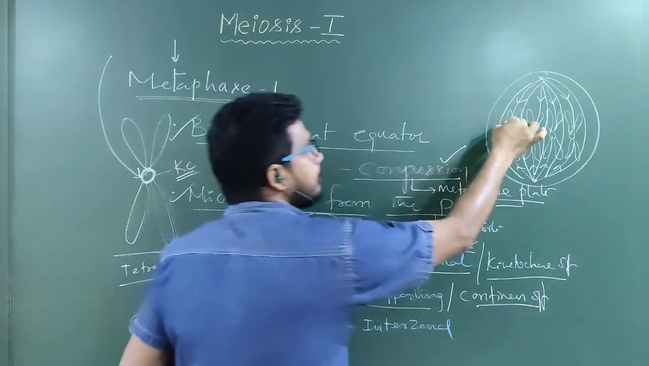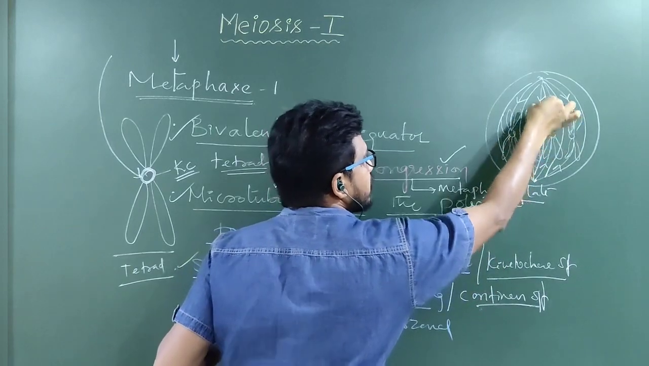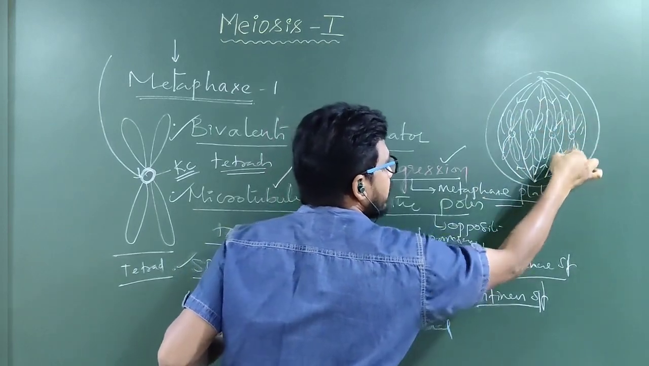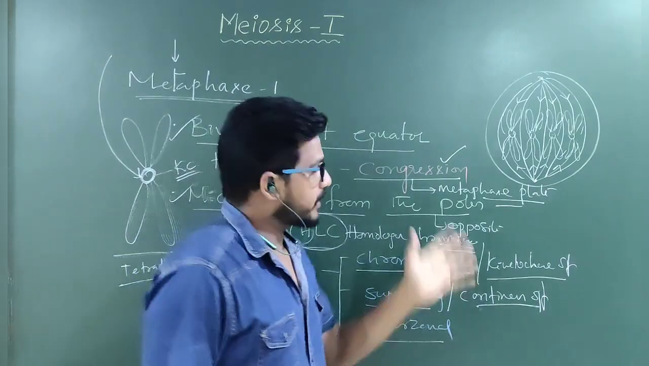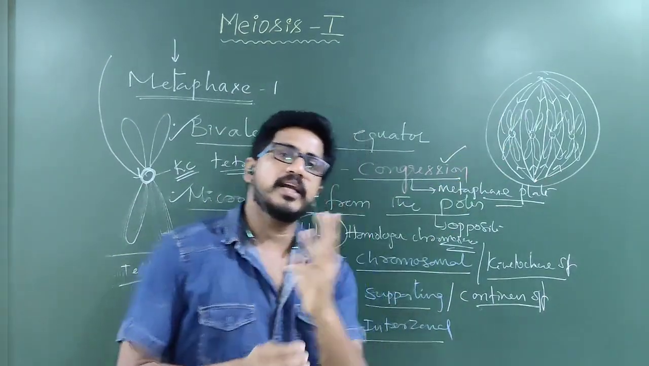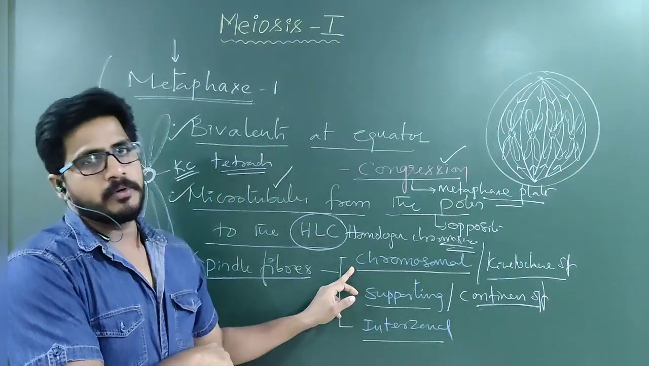Other than this, if between them any are there, just like spindle fibers which are coming from them but not evenly connected, so they are called interzonal between these two. So there are three types of spindle fibers. Number one, chromosomal.